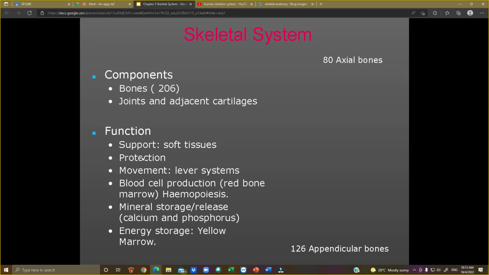Okay. First, support. That is the place where our soft tissue attach. Organ bukan. Okay, next one is protection. Okay, apa yang our skeletal system protect? Satu is organ lah. One of the thing is our organ. Lain pada tu apa dia? Apa lagi yang skeletal system protect? What are the other things being protected by our skeletal system?